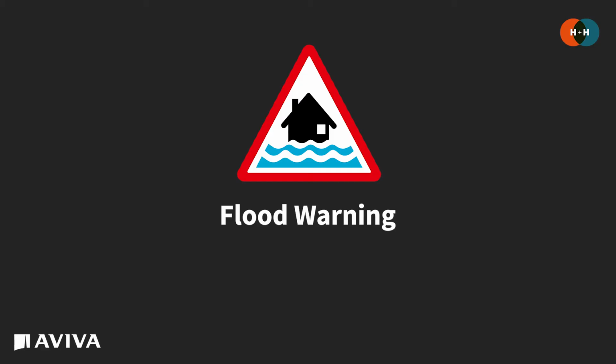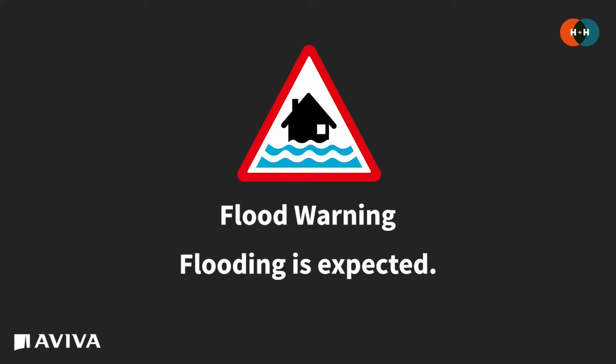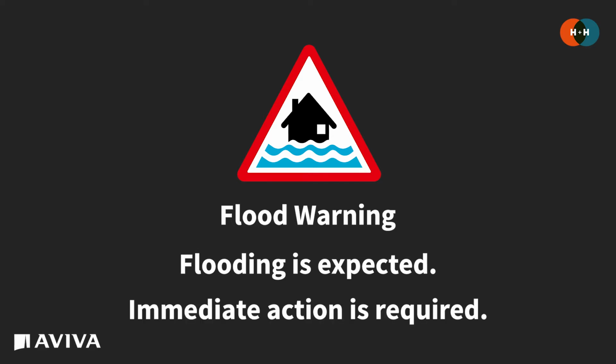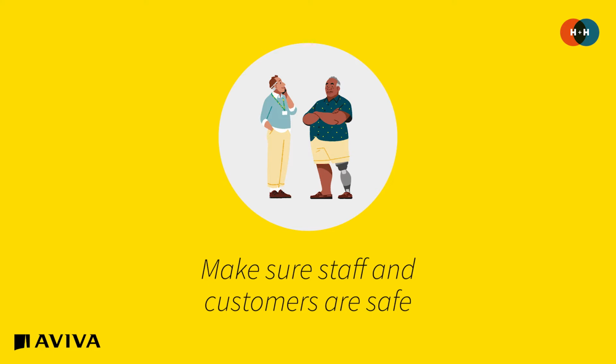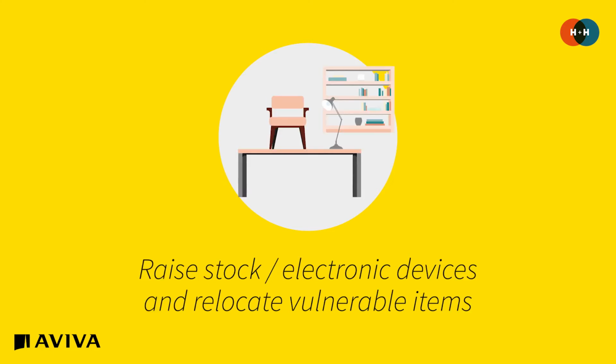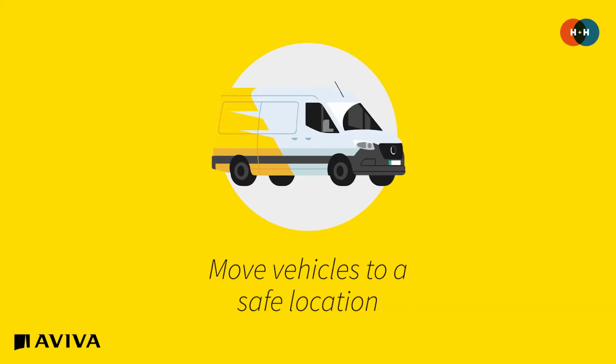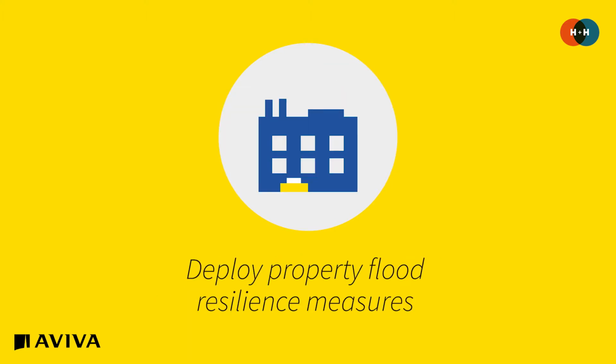And then you're prepared to deploy any property flood resilience measures that you have for the premises. The next level up is a flood warning. And these are issued when flooding is expected, and this lets us know that immediate action is required. So at this time, you'd look to ensure that any staff or customers are safe. You might look to raise up any stock or electrical devices and relocate vulnerable items to areas of lower flood risk. And we'd also look to move vehicles to safe locations and begin the process of deploying any property flood resilience measures that you have for the business.